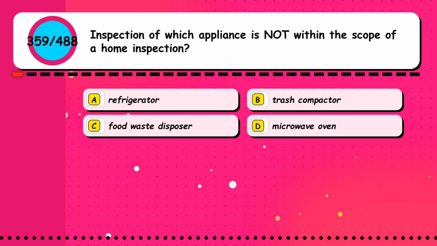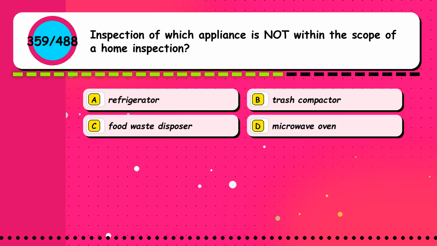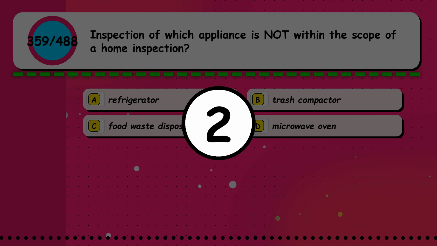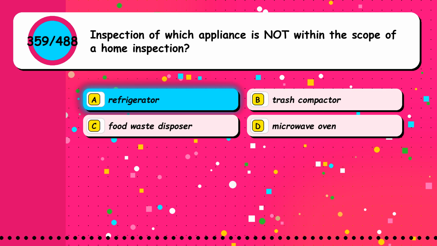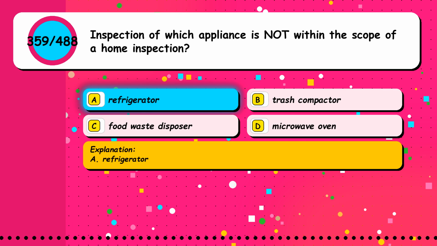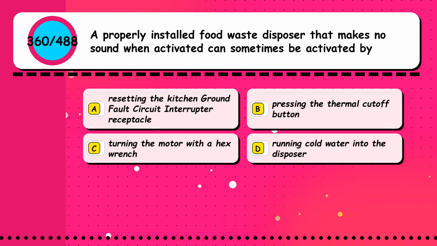Question 359. Inspection of which appliance is not within the scope of a home inspection? Option A. Refrigerator. Option B. Trash compactor. Option C. Food waste disposer. Option D. Microwave oven. The correct answer is option A. Refrigerator.